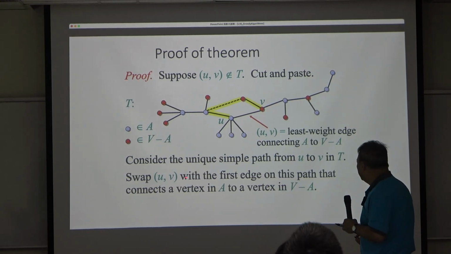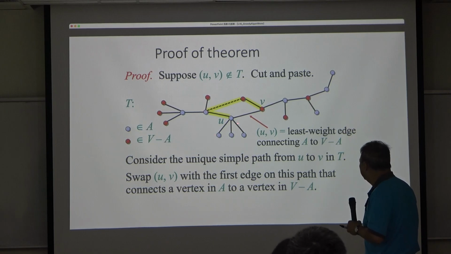Just swap UV with the first edge on this path that connects a vertex in A to a vertex in V minus A, which is this one. So you disconnect this one, remove that one from T and use this one.